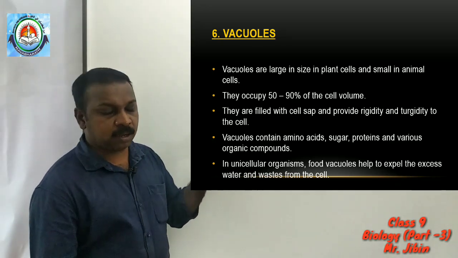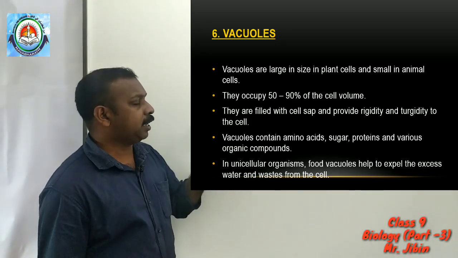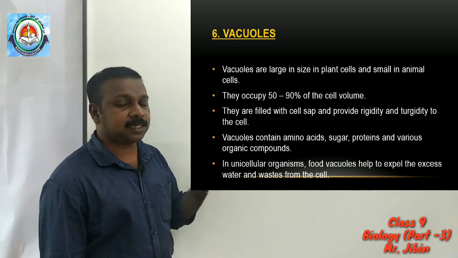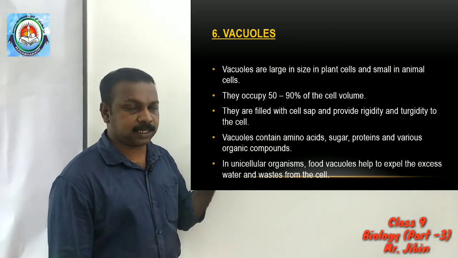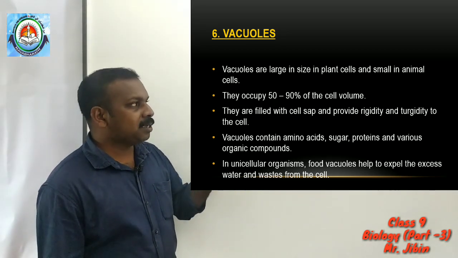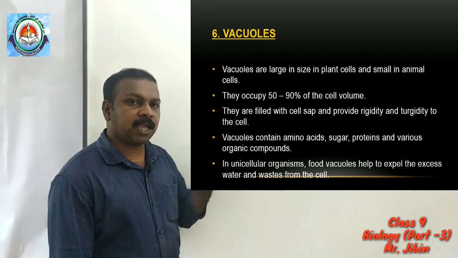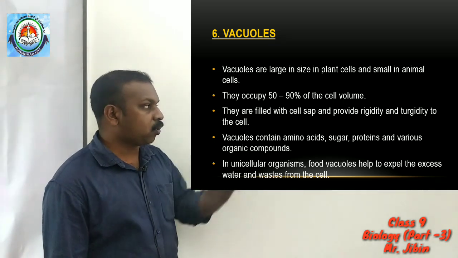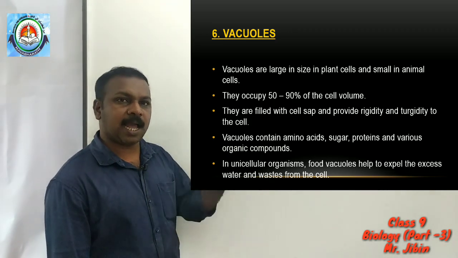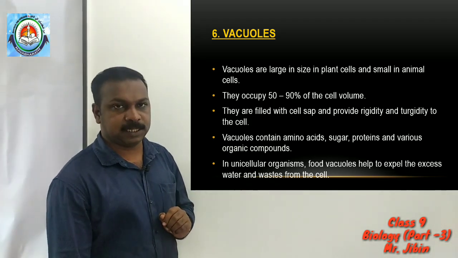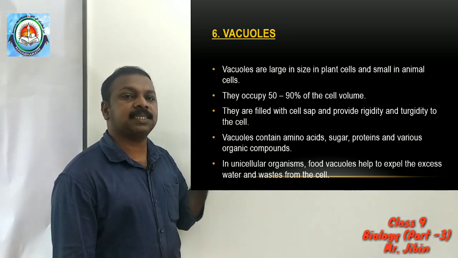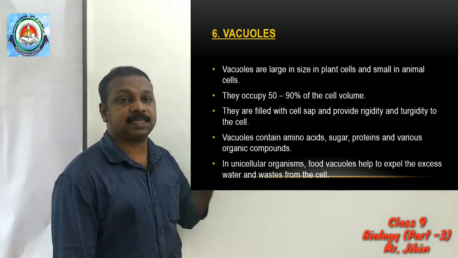So we know, vacuoles are present in both cells, but in plant cells they are large in size, very big, and in animal cells they are very small. In the plant cell, about 50 to 90% of the total space is occupied by the vacuole, but in animal cells they are very small. And what is inside this vacuole? Cell sap. Cell sap is filled inside.